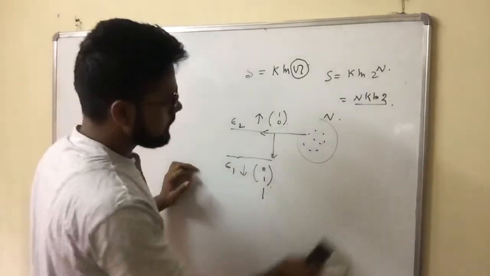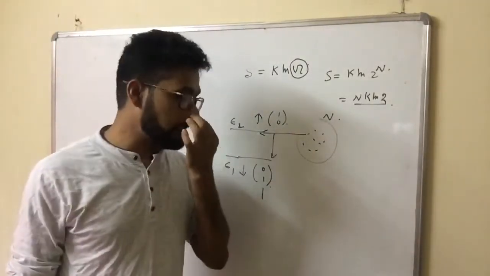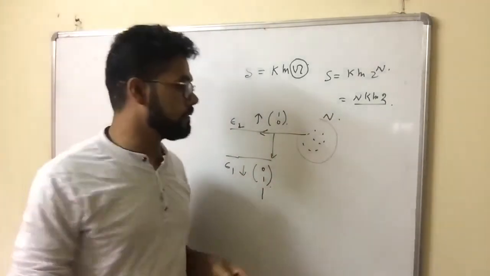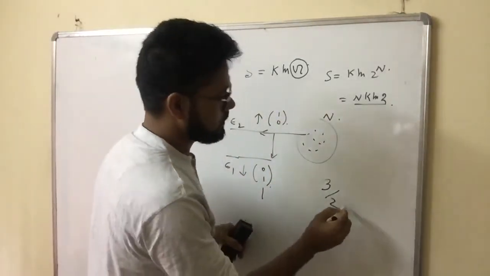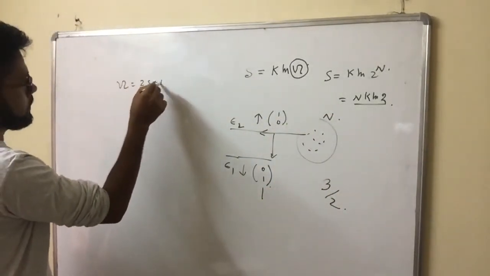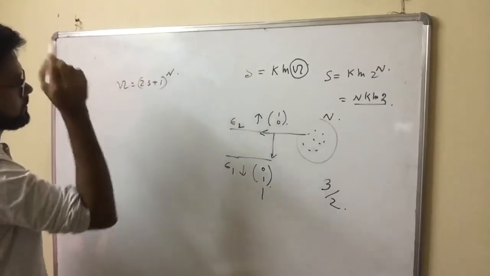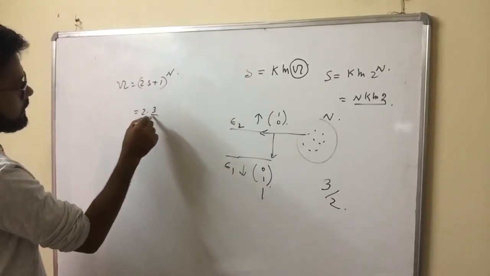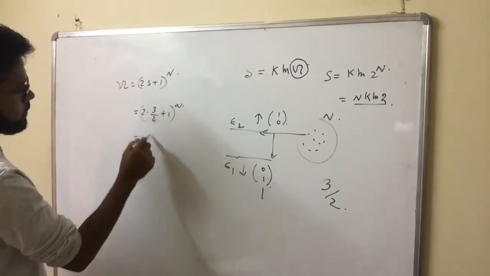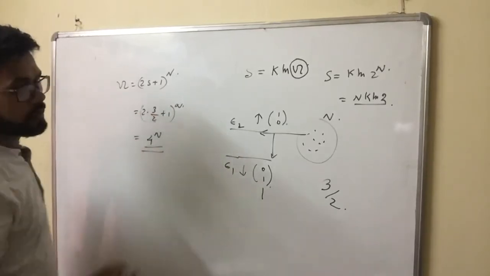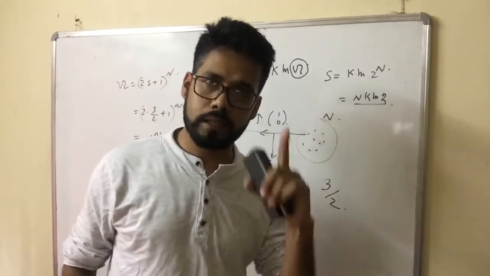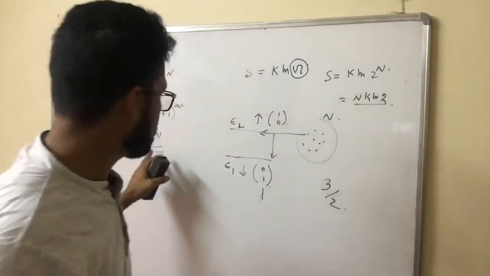Now again, if I change the question, if a system of n particles, each particle has a spin 3/2, then the number of microstates you have to calculate is (2s+1)^n. That means (2 × 3/2 + 1)^n, which is 4^n. This is the number of microstates for n particles. If it is 1 electron, 1 particle, then it will be only 4.